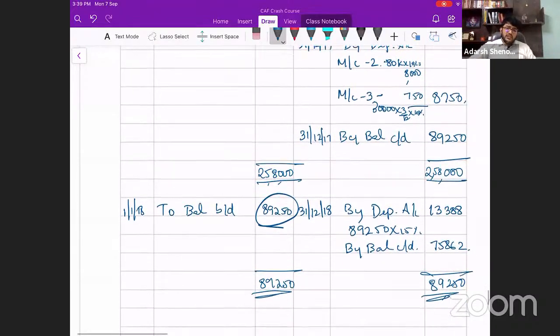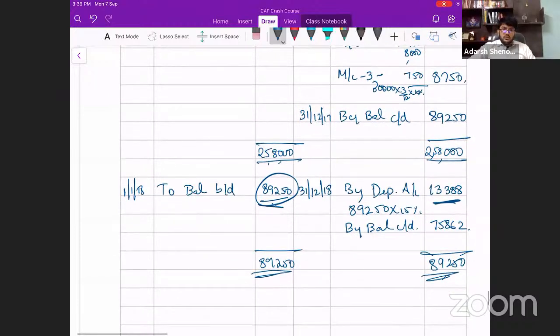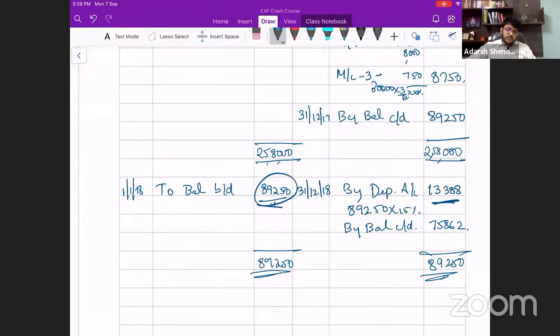Even if you write it separately, the answer will be the same. Someone is asking, sir, should I separate the 89,250 book value for machine 2 and machine 3? You don't have to show it separately, simply because it's going to be the same, 13,388.